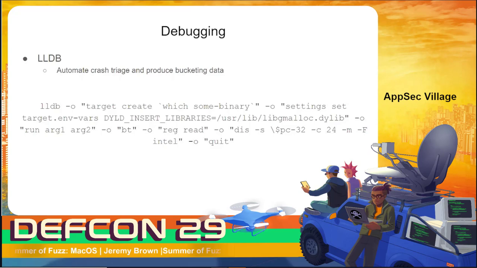And you can automate a lot of the crash triage and produce bucketing data. You can parse the debugger logs to sort things by PC, the return address, the program counter, the instruction pointer, all that stuff. Look at the back traces. A lot of this stuff you can just pass with -O, which is just passing different one-line commands to LLDB. And this is how you do automated crash triage in a very simple way.